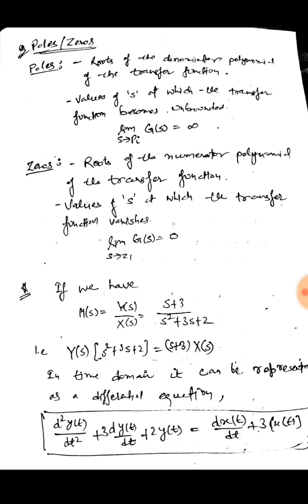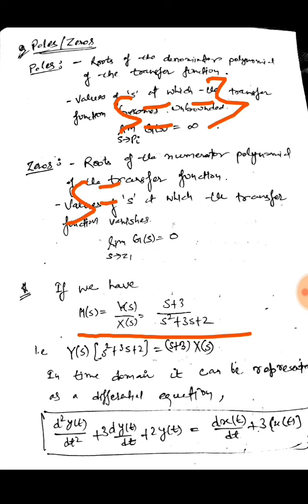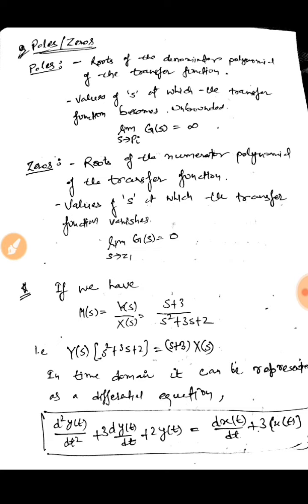So if we have a function like this, the transfer function H(s) is equal to Y(s) upon X(s) is equal to (s plus 3) upon (s square plus 3s plus 2). So the zero is s equal to minus 3, and the poles of this equation would be the roots of s square plus 3s plus 2. Okay, so we can write this in this form, that is Y(s) into this and X(s), by cross multiplication.